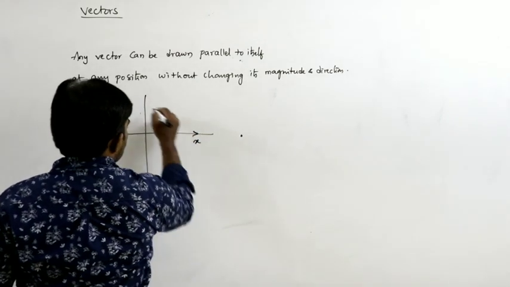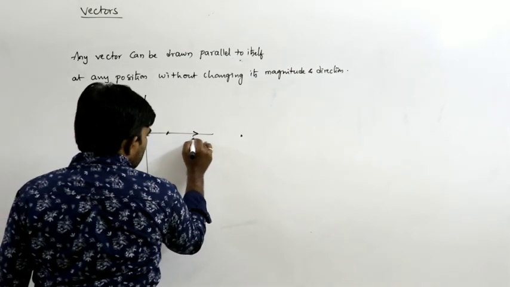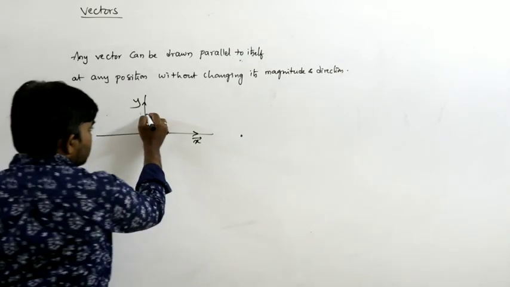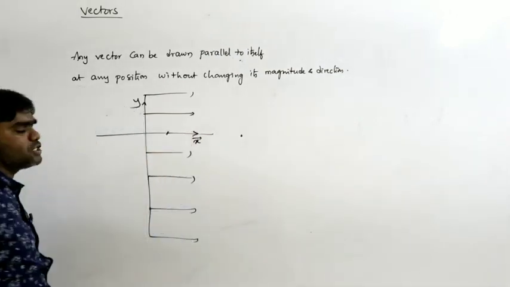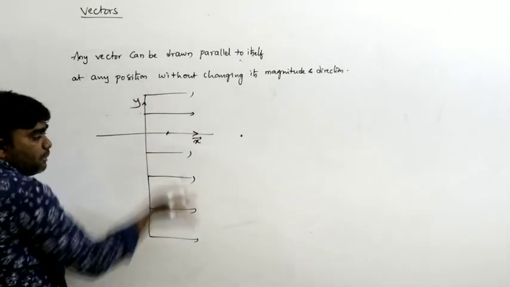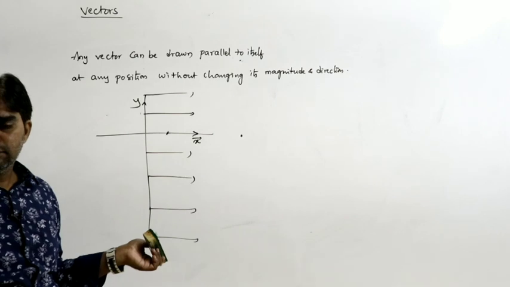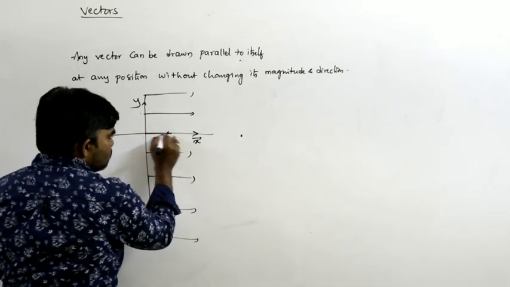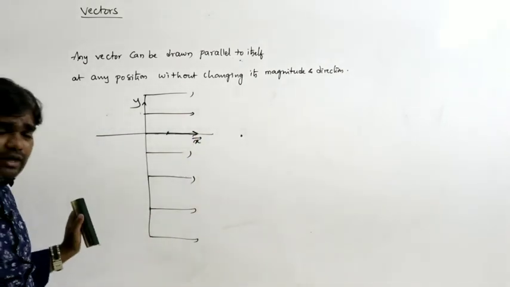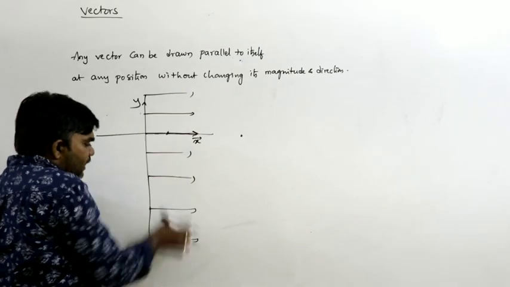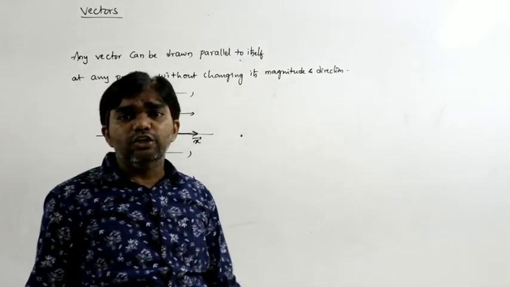Another one: let us say this is X and this is Y. So this is the positive X axis, X bar. This X vector can be represented here or here or here like this. At any position we can represent this X vector parallel to itself. So actually this is the original vector X bar. For our convenience, the same X bar can be represented at any position without changing its magnitude and direction.